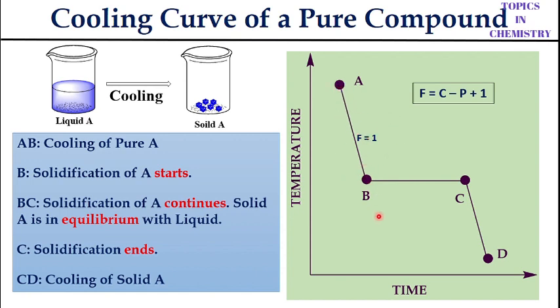That's why you can see that with increase of time, the temperature gradually decreases. The temperature changes occur. So there is only 1 degree of freedom, only one variable is present here.